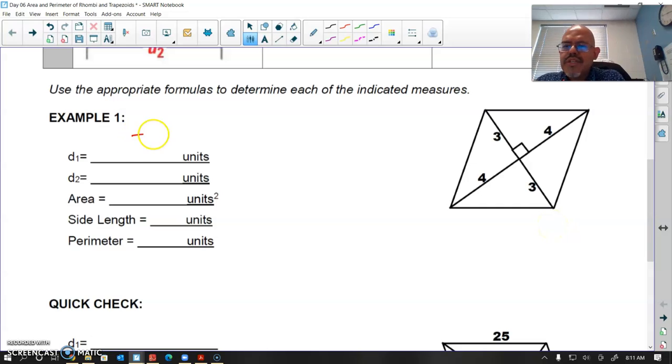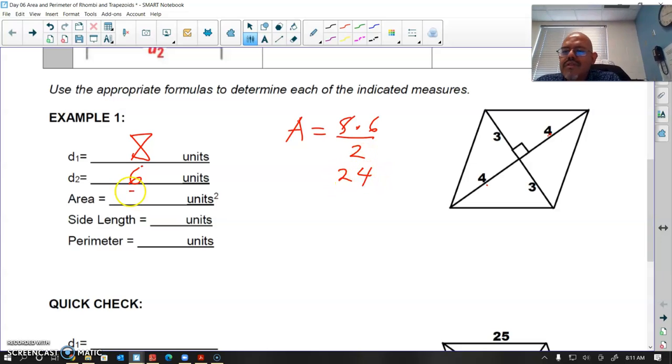So diagonal 1 would be 8 right here, because we have 4 plus 4, and the other diagonal is 3 plus 3, which is 6. So remember, the area formula is going to be 8 times 6 divided by 2, which gives us 24 units.